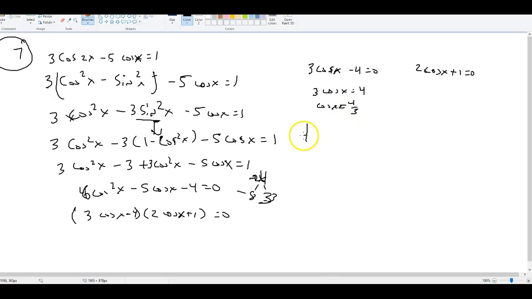If you think about it, cosine's trapped between 1. Oops, that should be a negative 1 down there. So between negative 1, so 4/3 is not possible, so there's no solution for this part. For the other side, I got 2 cosine x equals negative 1. Cosine x equals negative 1/2.